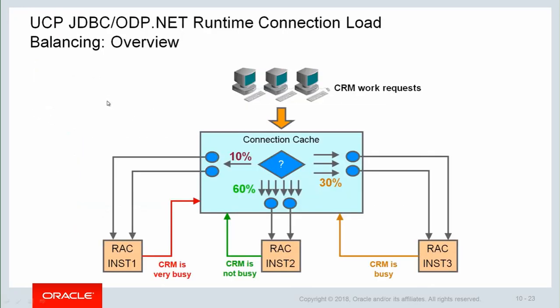And this is an example. Over time, we received a FAN message like this. So instance 1 can perform 10% of the work. Instance 2 can perform 60% of the work for the service. And instance 3 can perform 30% of the work. So we know that instance 2 is the least loaded instance. So we can redistribute connections. We can make more connections to instance 2 because instance 2 can do more work. To do so, we need connection rebalancing. That's fast connection failover.